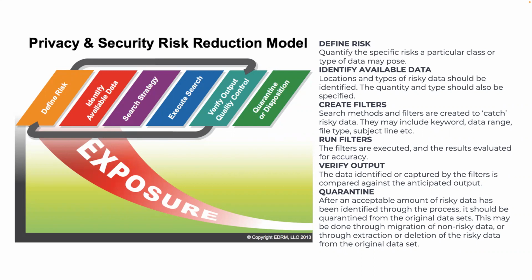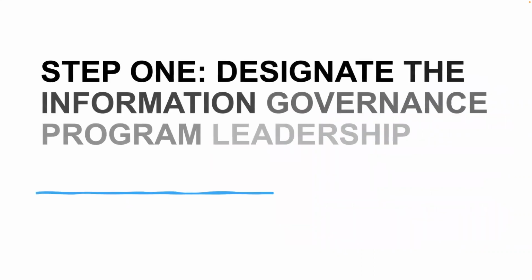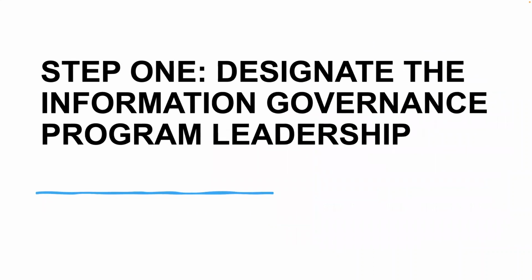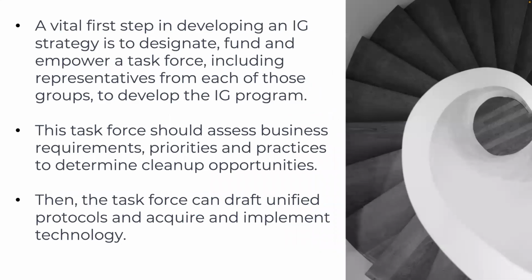So now we have an understanding of risk reduction. Where do we go from here? Step one, we designate the information governance program leadership, right? So your organization needs to bring in and fund, empower a task force so that this task force can come up with the strategy that's going to fit your organization.